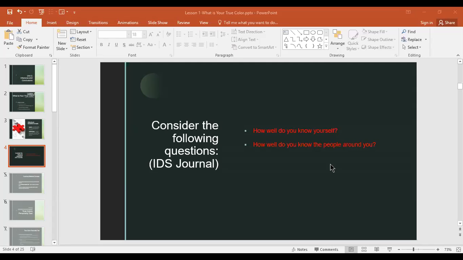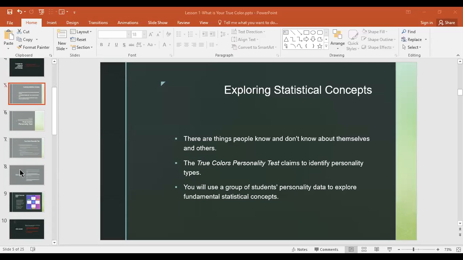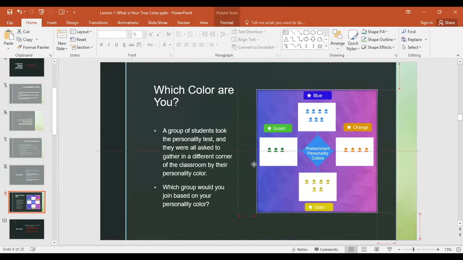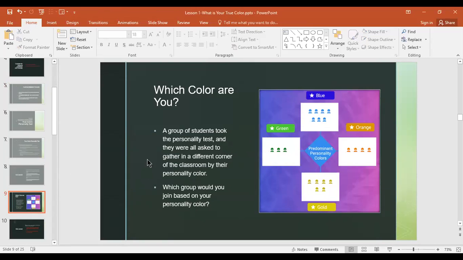So the first half of our lesson here is going to be really about seeing if what we think we know about ourselves matches up with the colors that we matched up with. Okay. So the first thing I want to do is put out a poll for you guys to take. Okay. So the poll is going to help us answer this question here.